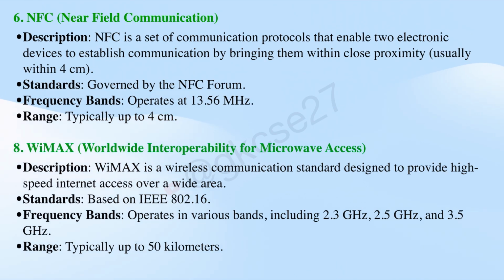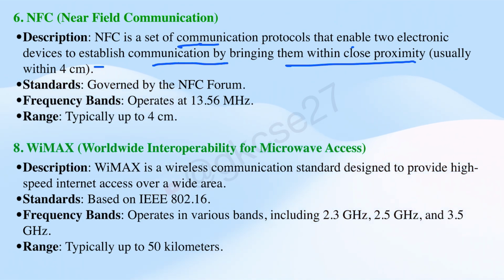Next is NFC, near field communication. NFC is a set of communication protocols that enable two electronic devices to establish communication by bringing them into close proximity, usually 4 centimeters. Now in your phone there is an NFC connection available, so by that you can cast to your television also. Its distance is within 4 centimeters. Standards are governed by the NFC Forum. Its frequency band is 13.56 MHz, which is very low compared with Wi-Fi. Typically up to 4 centimeters.